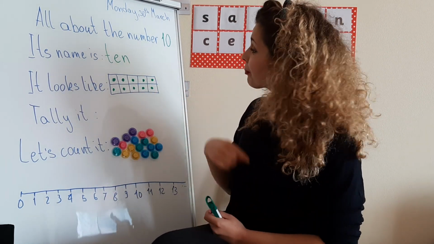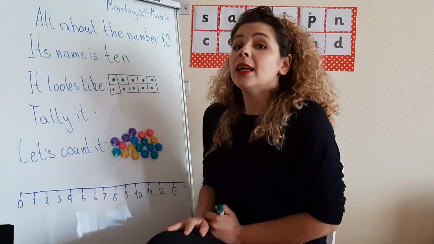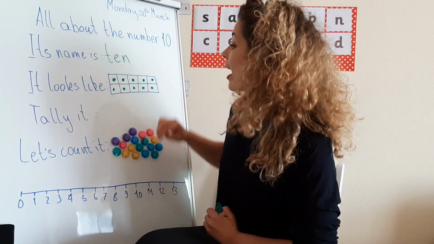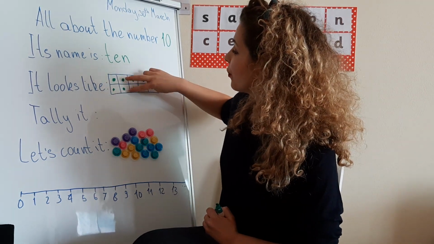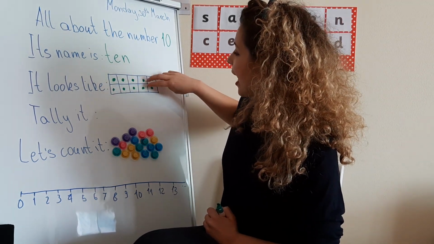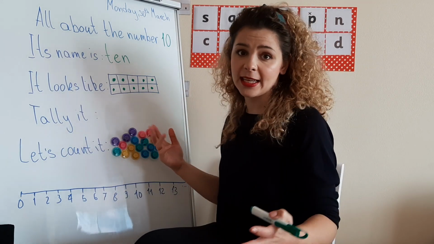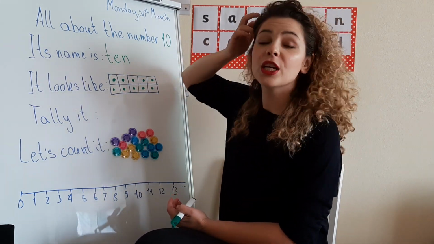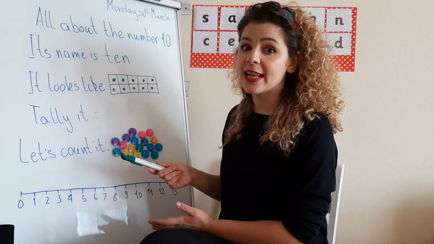10, okay? So what we're going to do now is that we're going to count it in twos, okay? Skip counting. 2, 4, 6, 8, 10. Again, 10. And look, you have two equal parts, 5 and 5. So 5 plus 5 is 10.